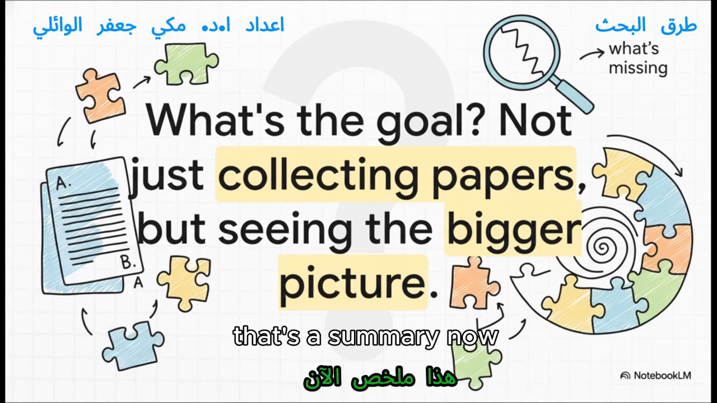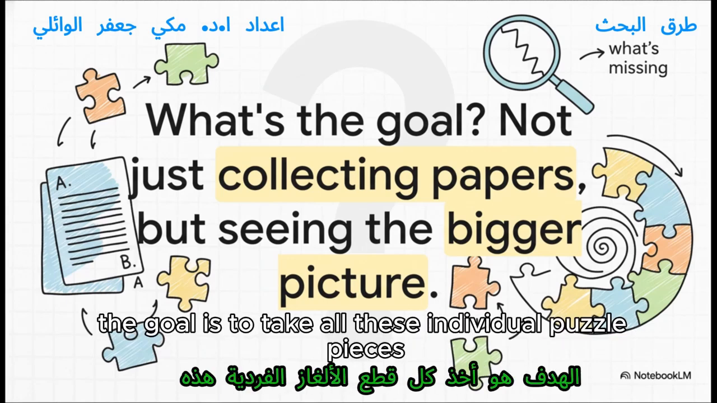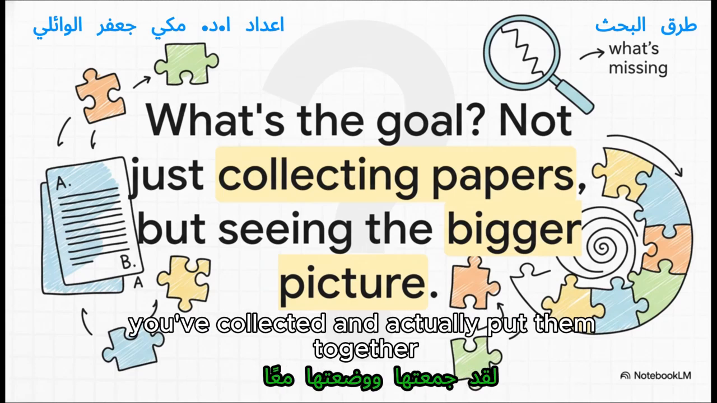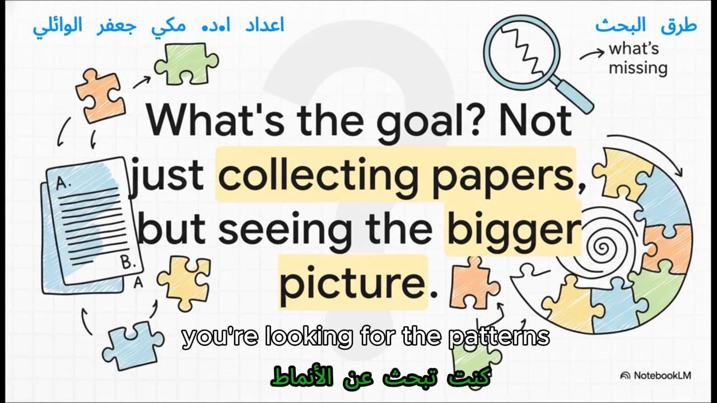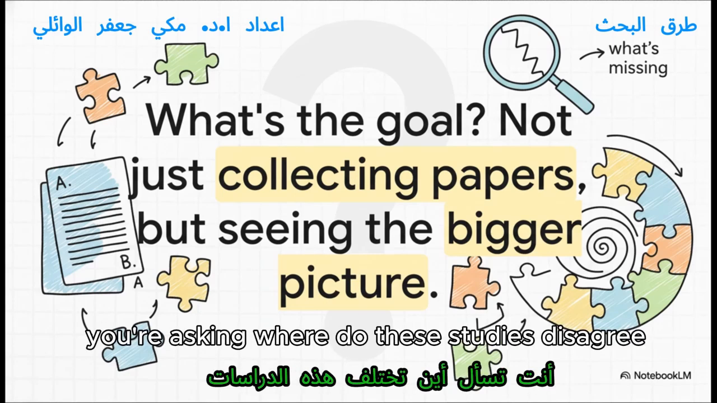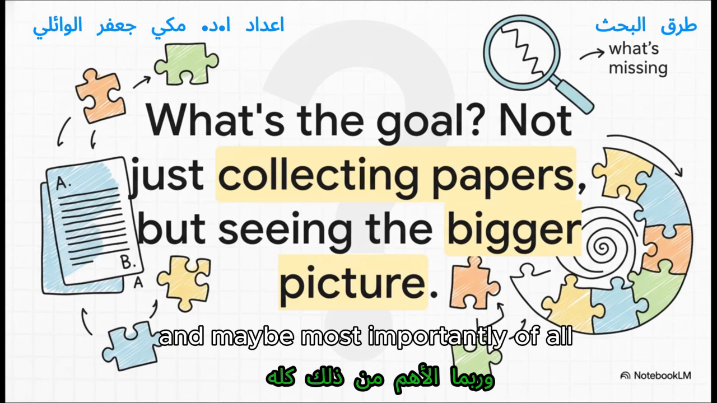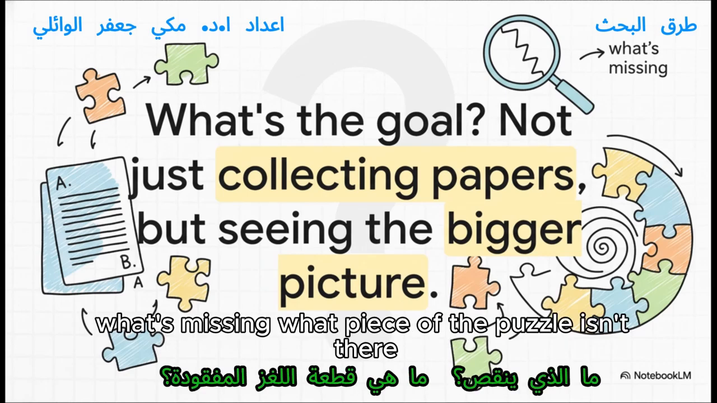That's a summary. Now, the goal is to take all these individual puzzle pieces you've collected and actually put them together to see the whole picture. You're looking for the patterns. You're asking, where do these studies disagree? And maybe most importantly of all, what's missing? What piece of the puzzle isn't there?